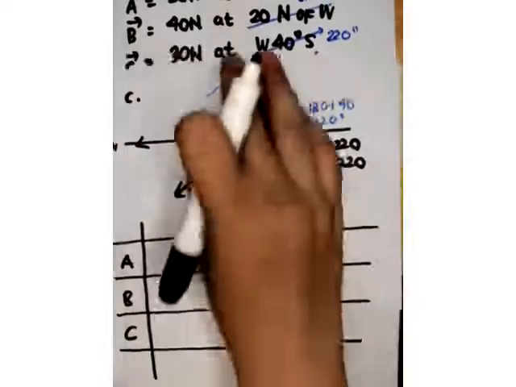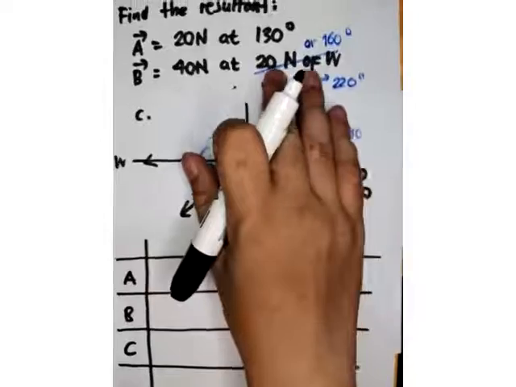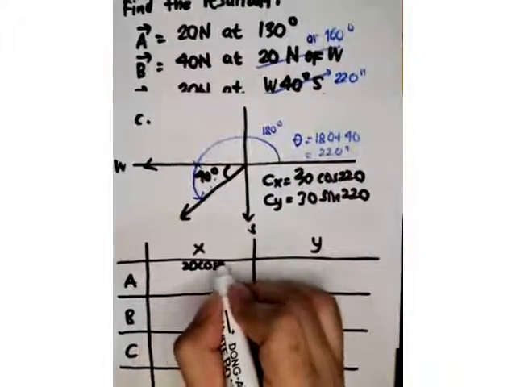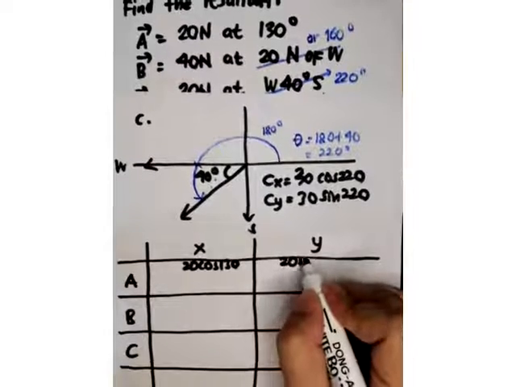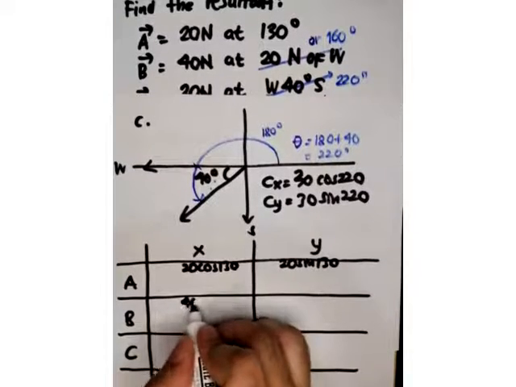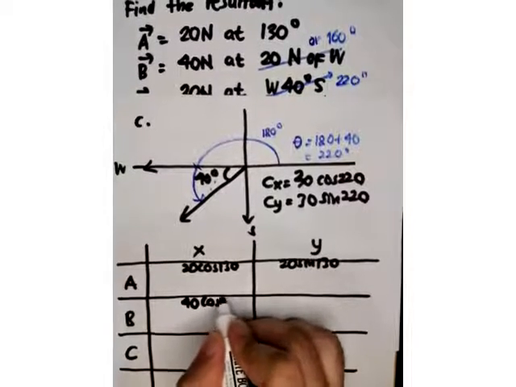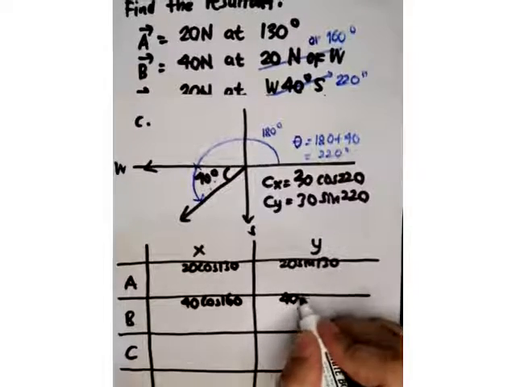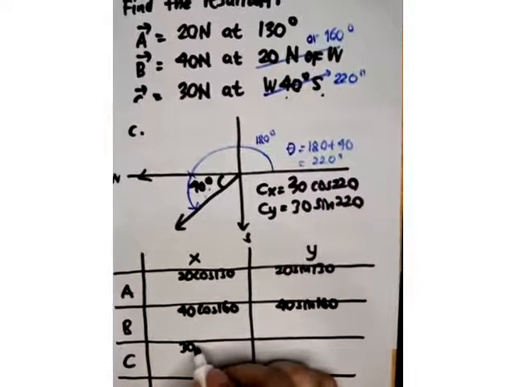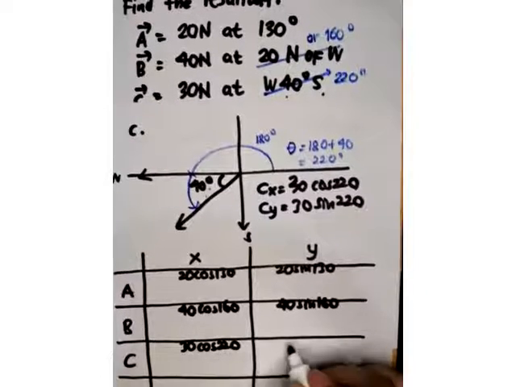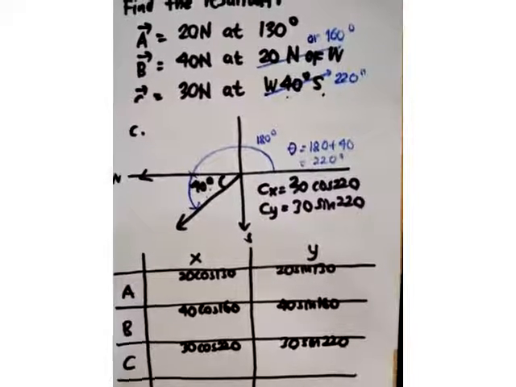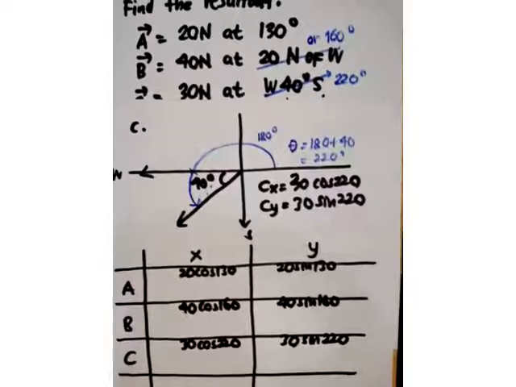Pag nakuha nyo na yung mga angle at saka yung mga magnitude, ang gagawin nyo lang, itatype nyo dito 20 cosine 130, 20 sine 130, and then 40 cosine 160, 40 sine 160, 30 cosine 220, and 30 sine 220. And then you just compute.